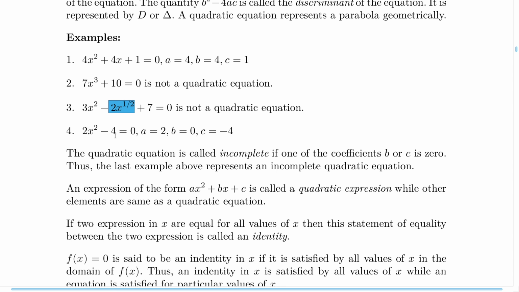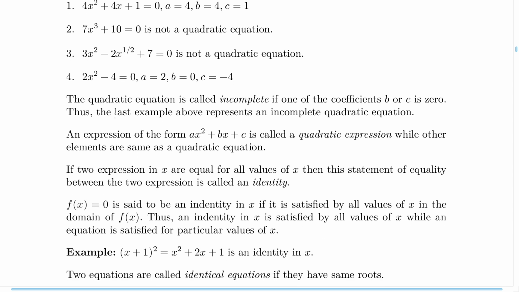Similarly, we have 2x square minus 4 is equal to 0, here a is equal to 2, b is equal to 0, and c is equal to minus 4. So yes, it is a quadratic equation. A quadratic equation is called incomplete if one of the coefficients b or c is 0. So the fourth example here is an incomplete quadratic equation because b is 0 in this case.